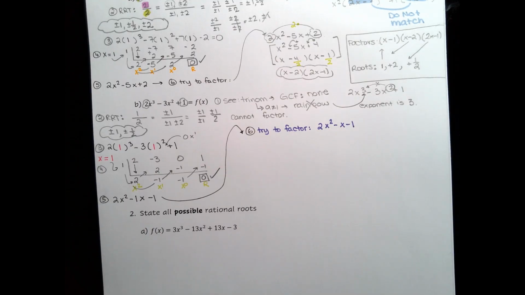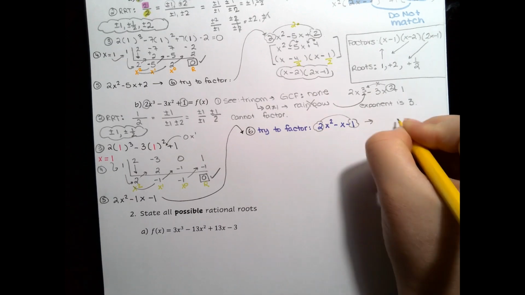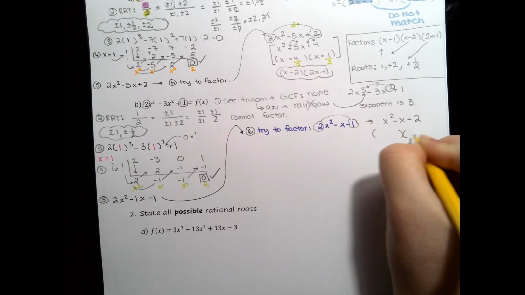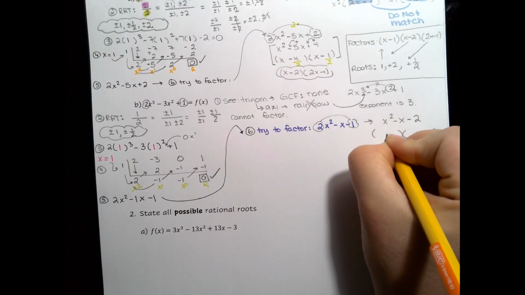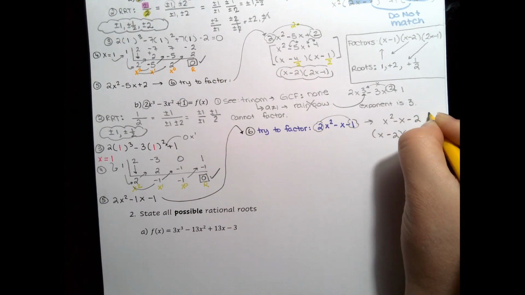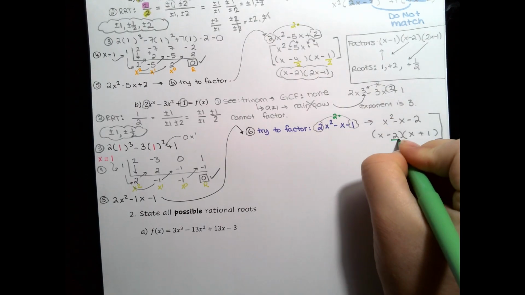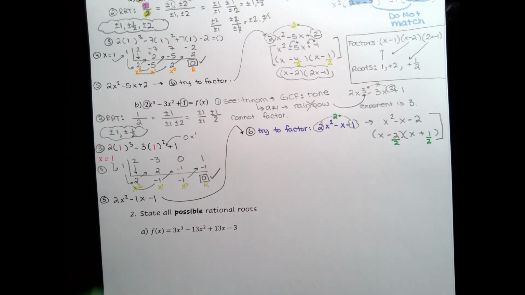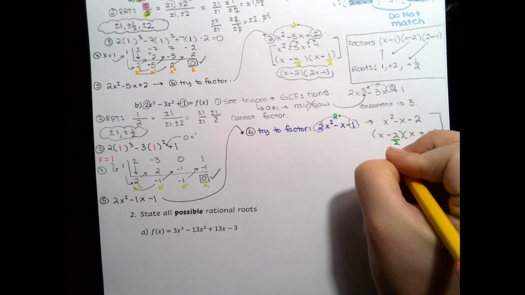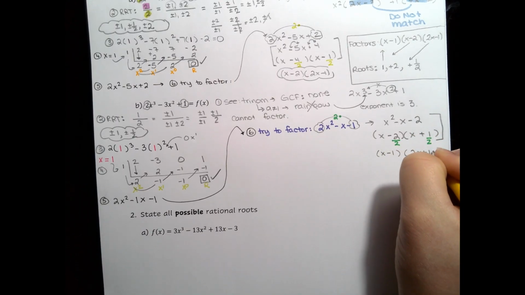I see a trinomial with the leading coefficient not 1, so I'm going to try to use rainbow method again. So that means I have a temporary x squared minus x minus 2. Can I factor this? I believe I can with a -2 and a +1. Again, this right here does not actually exist. This is temporary. Since we multiplied by 2, I have to go back here and divide by 2. So we have factors of x minus 1 and 2x plus 1.